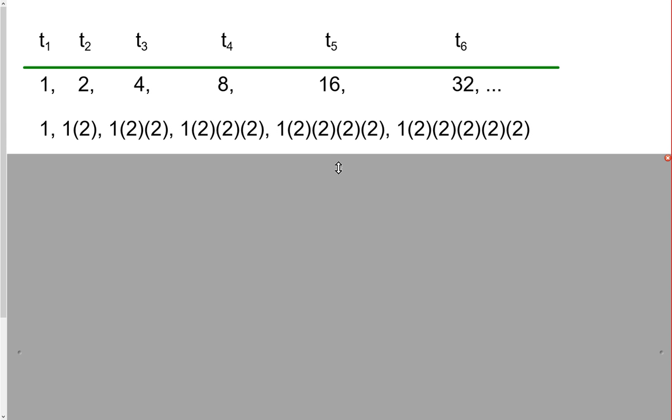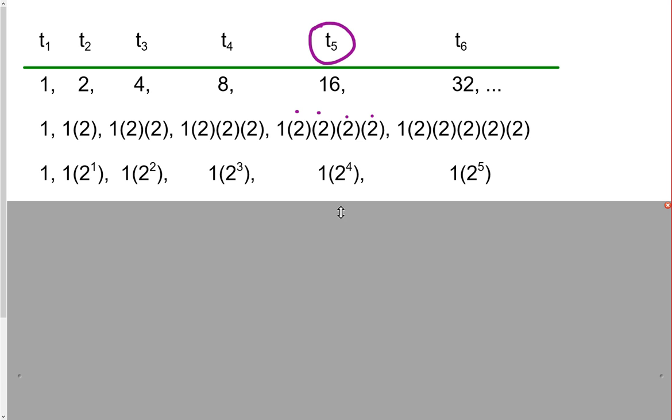Here's another way to look at this. Instead of writing the numbers like that, I would actually like to write the numbers like this. So the first term is a 1. The second term is a 1 times 2. The third term is a 1 times 2 times 2. The fourth term is 1 times 2 times 2 times 2, and so on. So if we have a look at the 5th term, for example, T5, I notice it's got a 1, and then it's got 1, 2, 3, 4 twos. And if I want to write those as exponents, they would look like this.